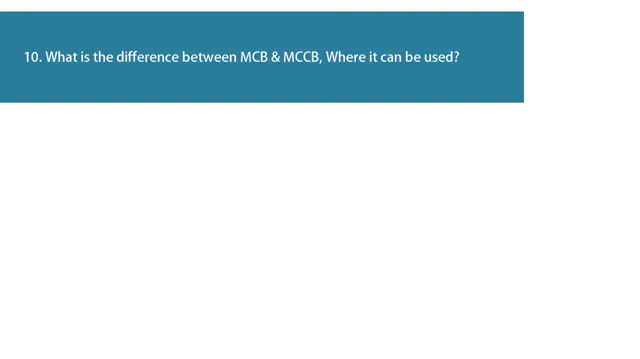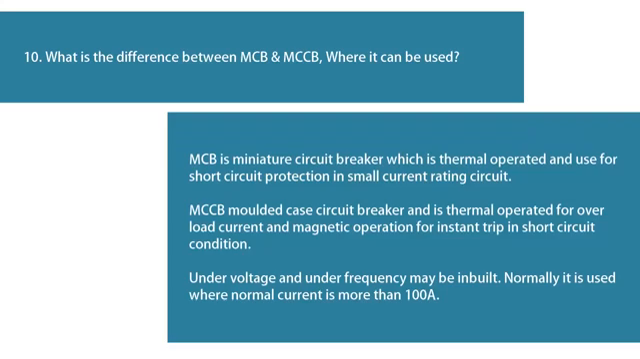10. What is the difference between MCB and MCCB, where it can be used? MCB is miniature circuit breaker, which is thermal operated and used for short circuit protection in small current rating circuits.